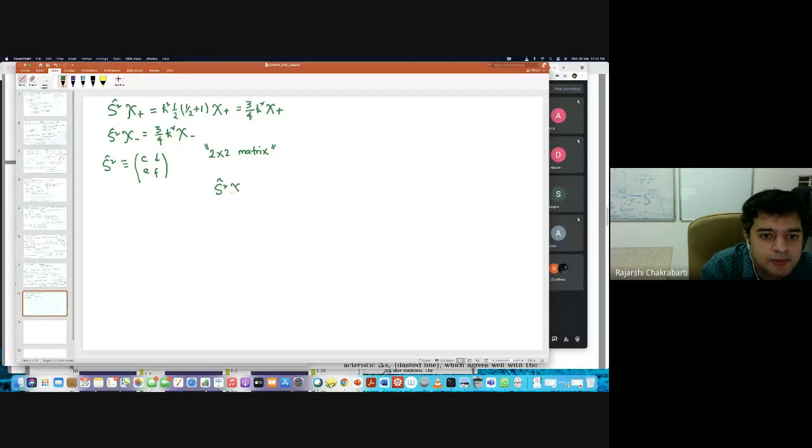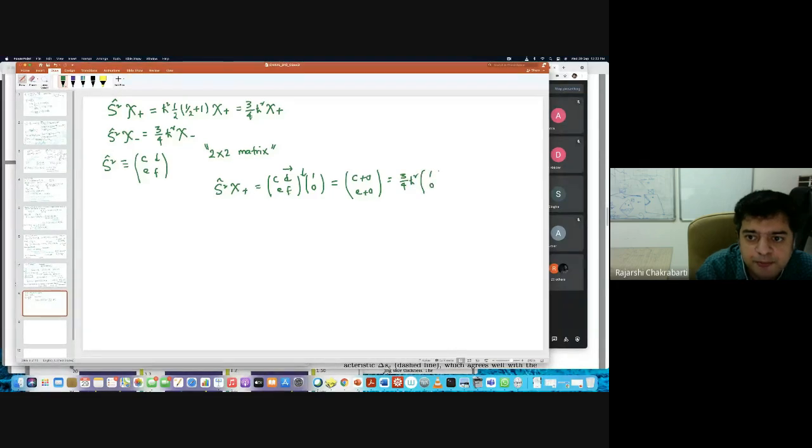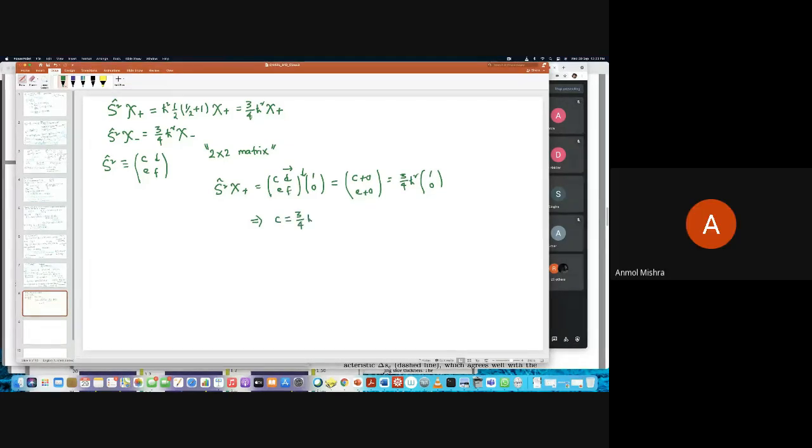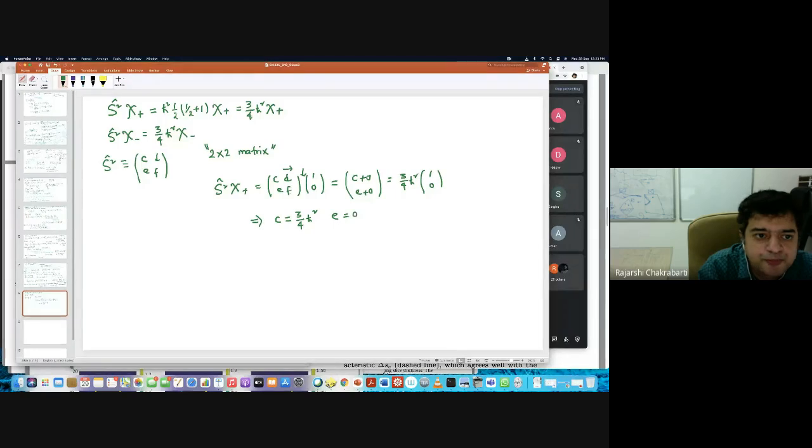So let us do this. S square on chi plus basically means C, D, E, F on 1, 0. You know how to do the matrix multiplication. C into 1 is C plus D into 0, 0. E into 1 is E plus F into 0 is 0. This is equal to 3 by 4 h cross square times 1, 0. This tells you C is 3 by 4 h cross square, E is 0.